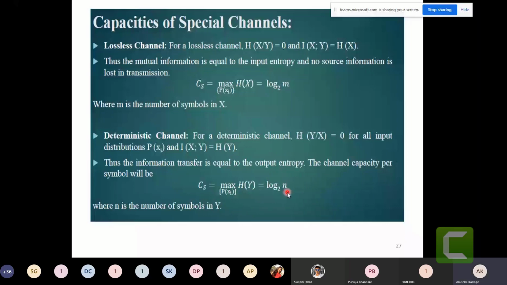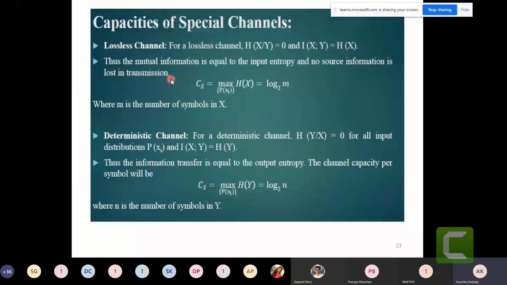So for the deterministic channel, the channel capacity per symbol depends upon how many received symbols we have, while for the lossless channel, the channel capacity per symbol is associated with the number of transmitted symbols corresponding to that communication system. So these two channel capacities, corresponding to the lossless channel and the deterministic channel, you have to remember.